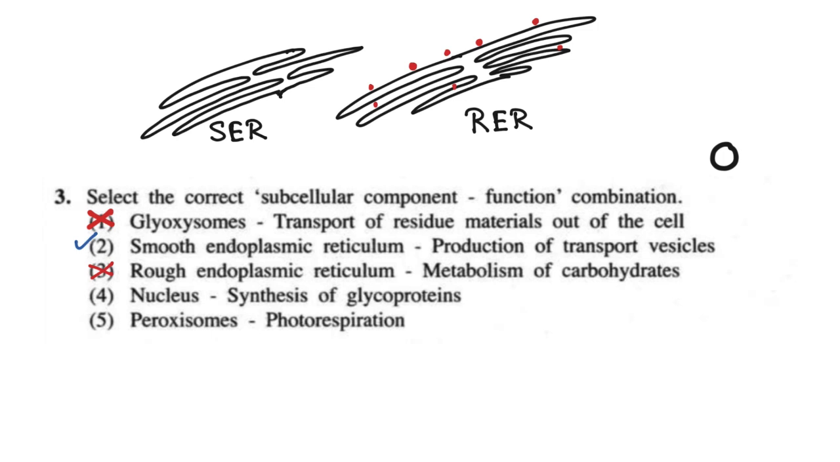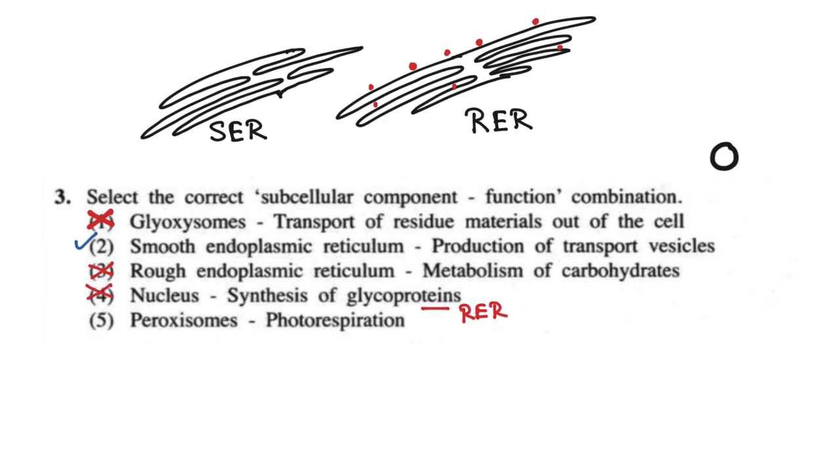Then 4, nucleus, synthesis of glycoproteins. That is a function of RER. Synthesis of glycoproteins is a function of RER, not a function of nucleus. Nucleus is the cell organelle that controls all the cellular activities. It synthesizes DNA and RNA, rRNA. So they're not involved in this glycoprotein synthesis. So option 4 is incorrect.